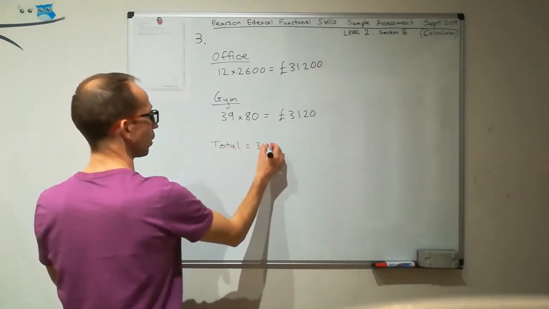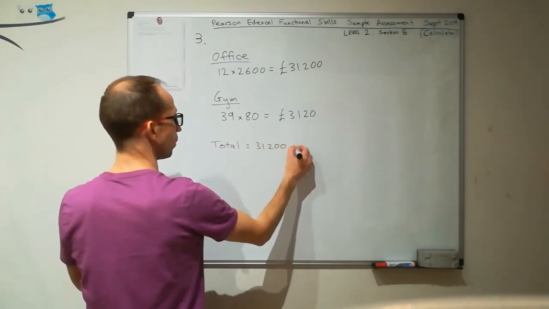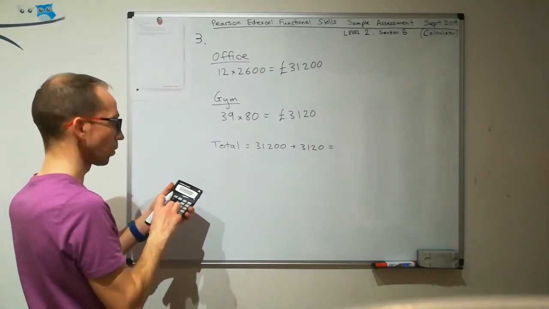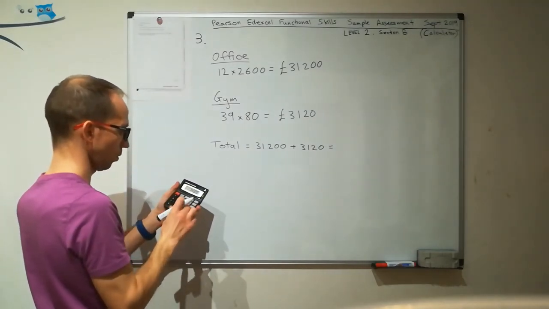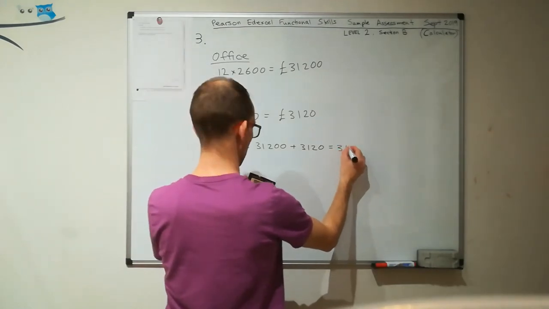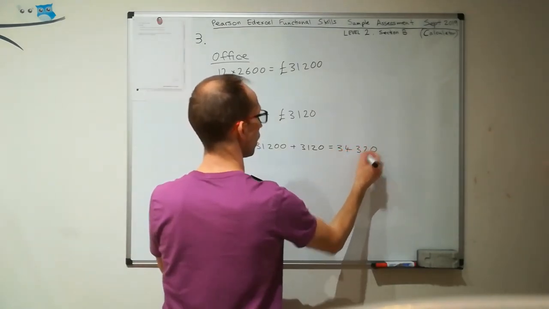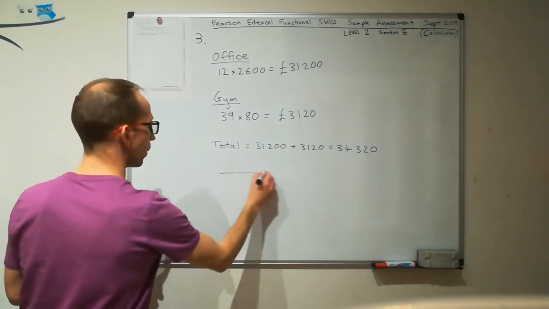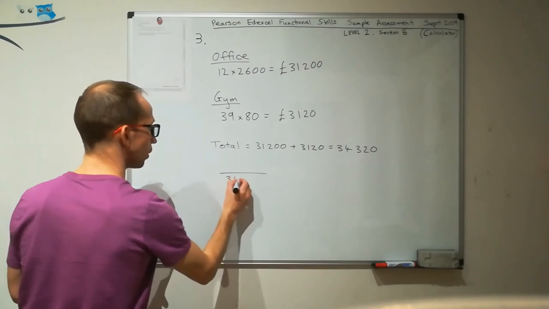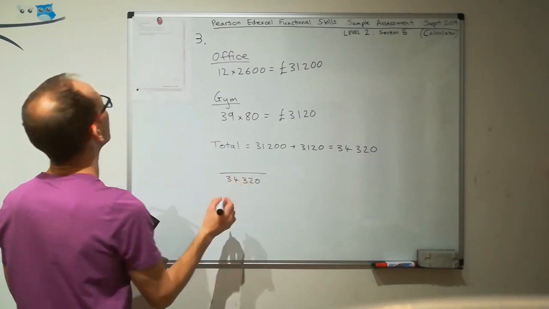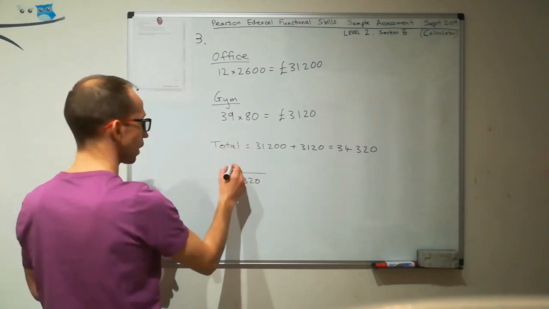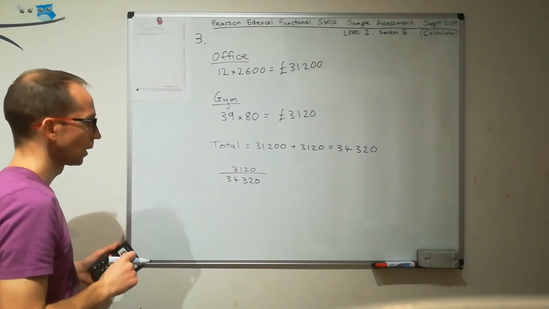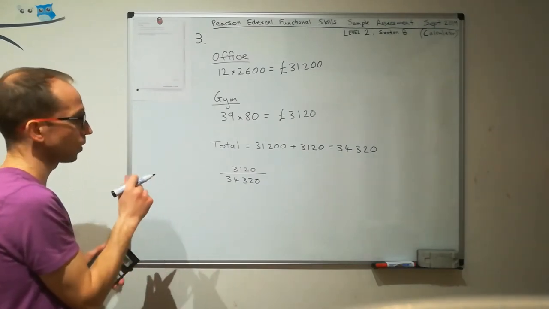Okay. So the total would be 31,200 plus 3,120, which gives us 34,320. So they want what fraction of his total income? That means the total income is going to be the denominator. Came from his work at the gym, so that's going to be 3,120 on top. Okay, but they want this in its simplest form.